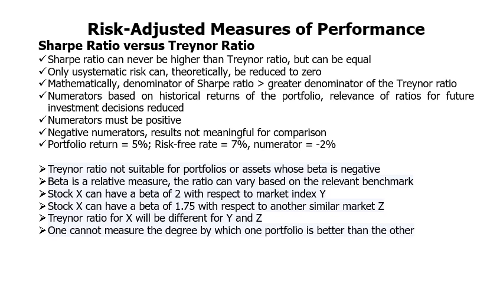Another conclusion is that the Sharpe ratio can never be higher than the Treynor ratio. At best, the ratios can be equal. This is because the unsystematic risk can theoretically be reduced to 0 by diversification, but one can't diversify the systematic risk. Mathematically, the denominator of the Sharpe ratio is always going to be greater than the denominator of the Treynor ratio. At best, it can be equal if the diversifiable risk is 0.